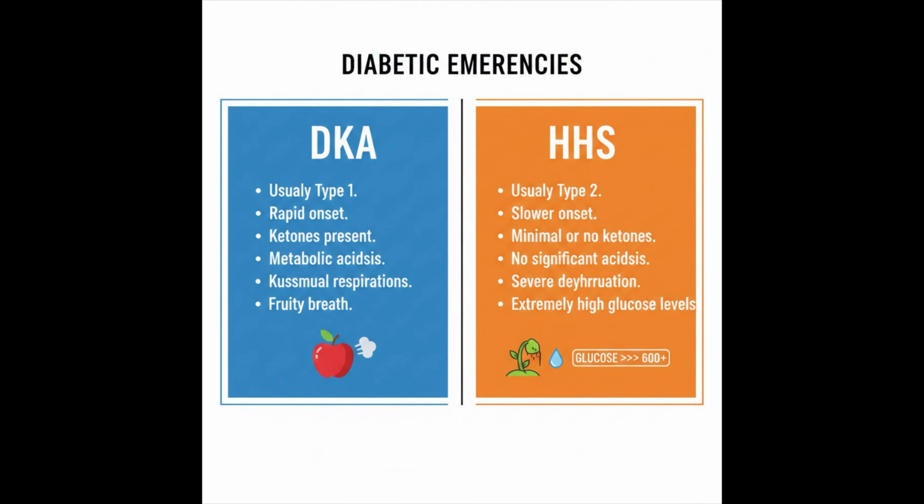Looking at a side-by-side comparison, DKA is usually associated with type 1 diabetes. It's rapid onset, ketones are present, metabolic acidosis is present, with ketoacidosis respirations and fruity breath. With HHS, it's usually associated with type 2 diabetes. It's slower onset, minimal or no ketones, no significant acidosis, severe dehydration, and extremely high glucose levels.